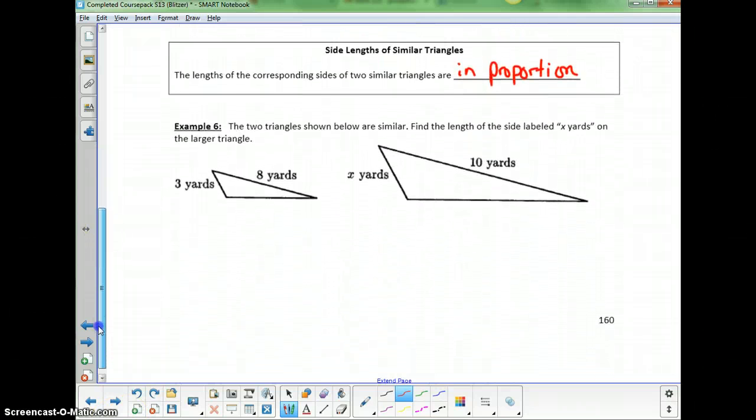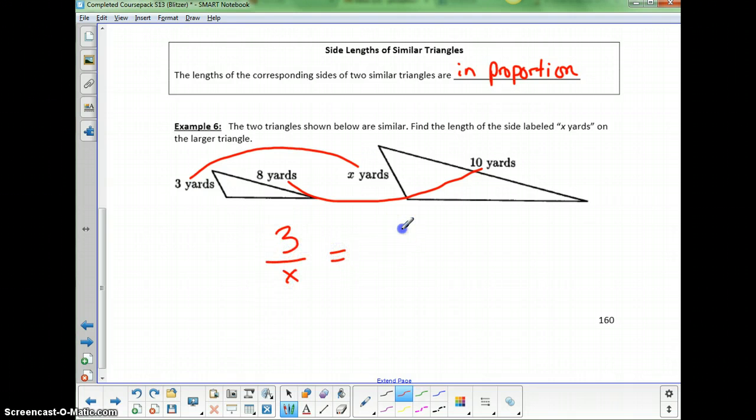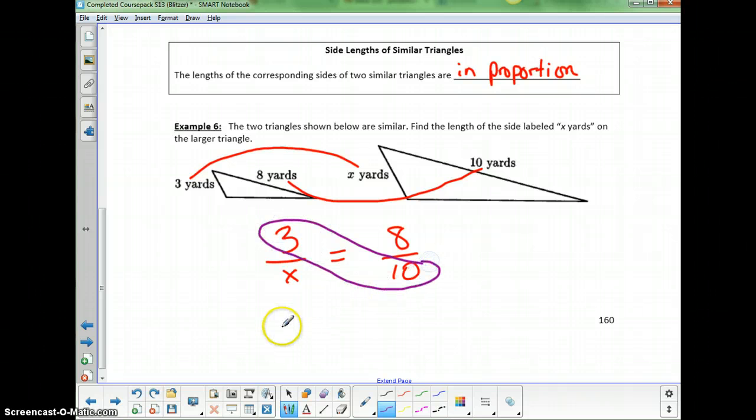So in example 6, these two triangles are similar. 3 and x correspond, and so do 8 and 10. So I can set up a proportion here to solve for x. I know that the ratio of 3 to x is going to be the same as the ratio of 8 to 10. So I've set up a proportion, and I can solve that proportion by cross multiplying. I'm going to multiply 3 times 10, and that is going to equal 8 times x.